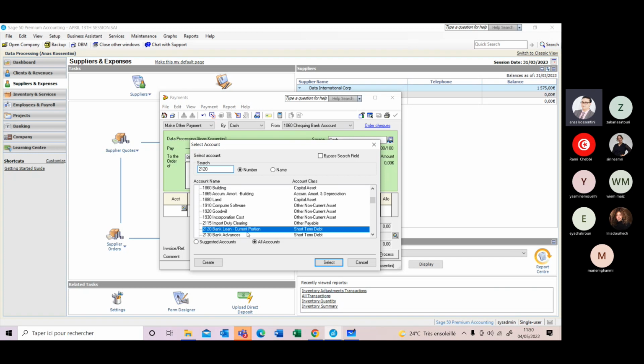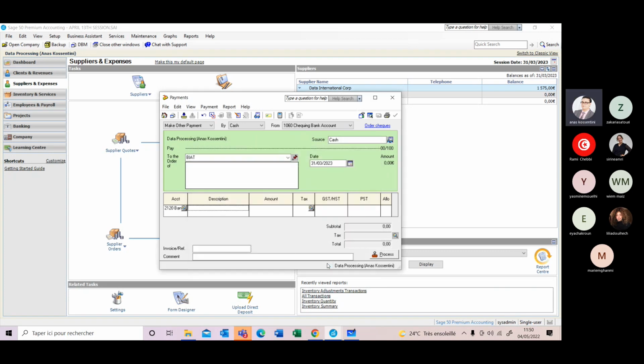Imagine in a liability, this is called bank loan current portion, account number 2120. Select it. You go to the amount and you write 500. Okay, that's it. The total amount that you have to pay is 500.